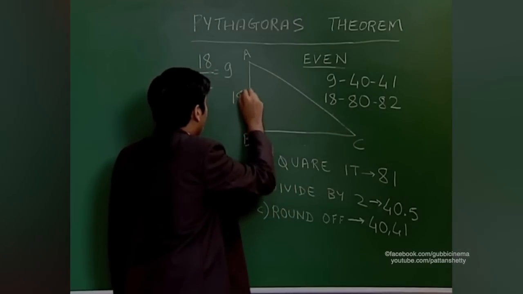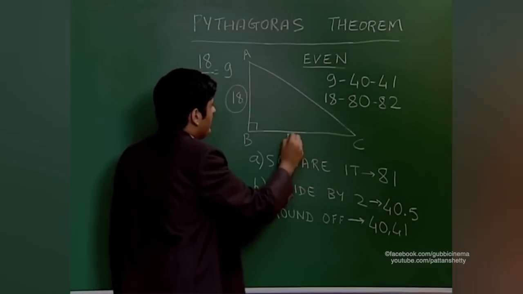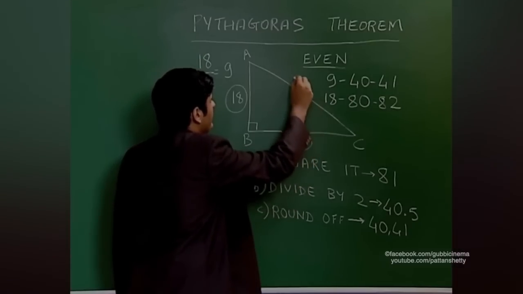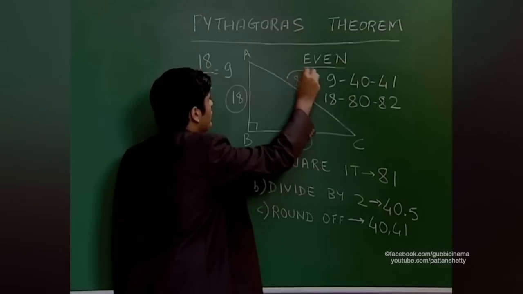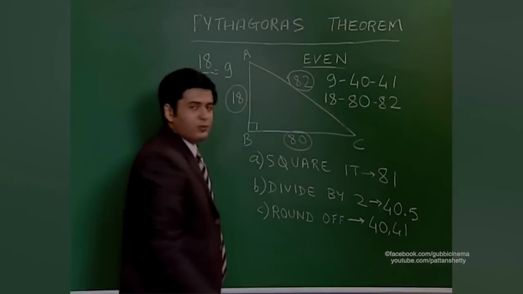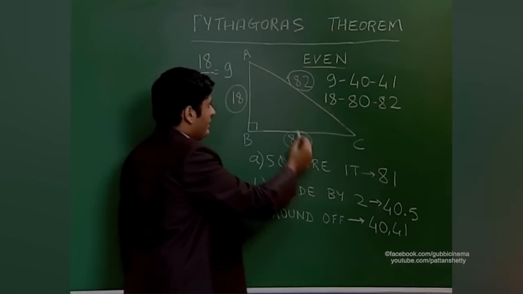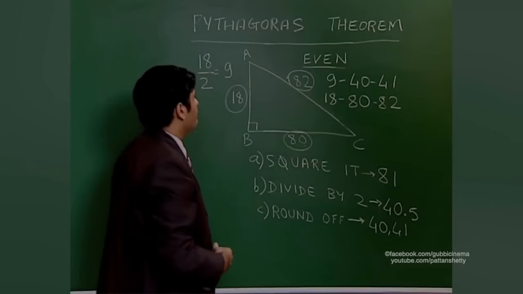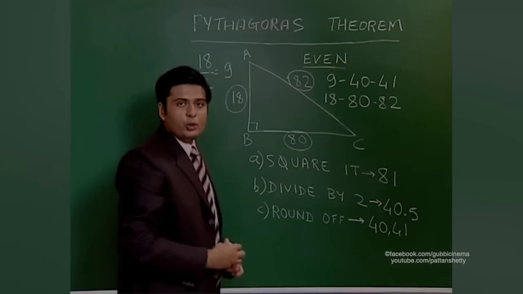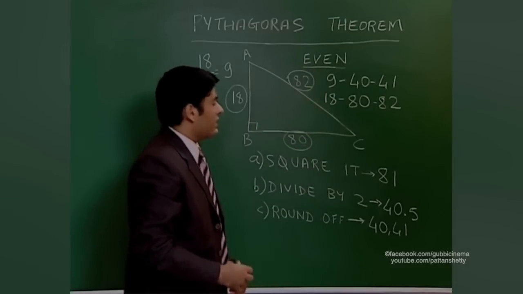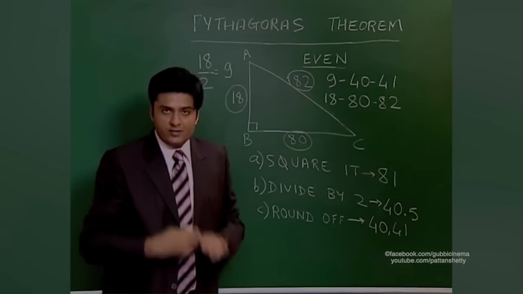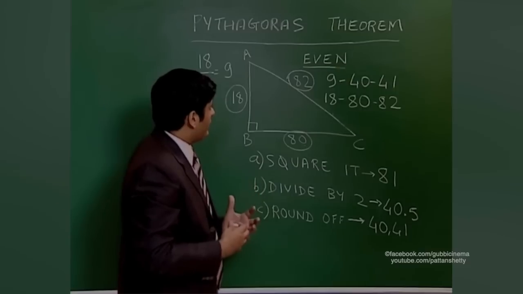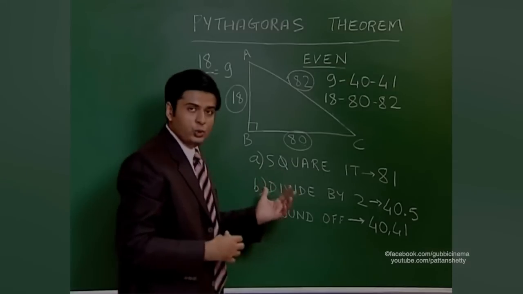Side AB will become say 18 units. This will become 80 and AC will become 82. Thus my triplet is formed. It is 18, 80, 82. Let me revise the whole technique for you. Now we are going to study with even numbers. Whenever an even number is given to you, we convert it to an odd number. Once we get the odd answer, we reconvert it back to even.